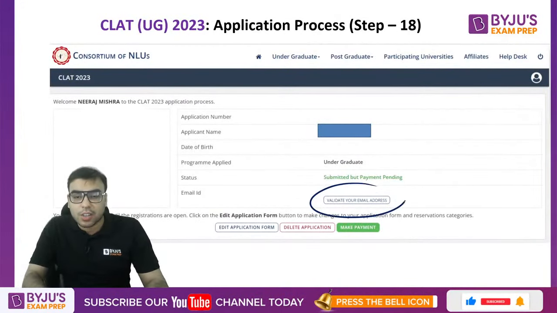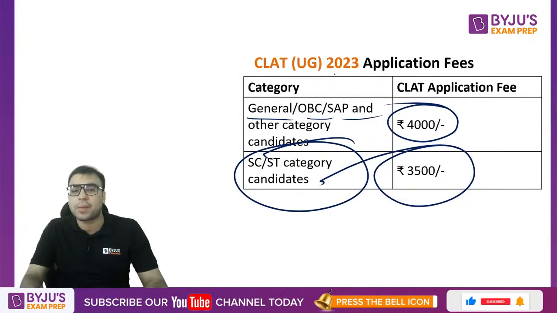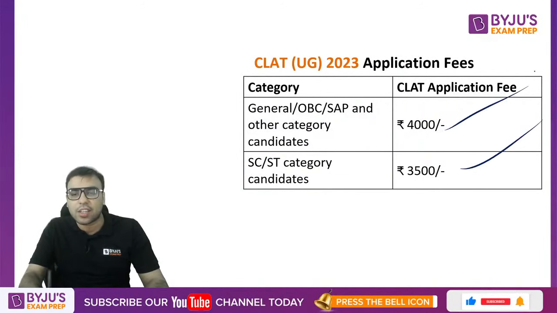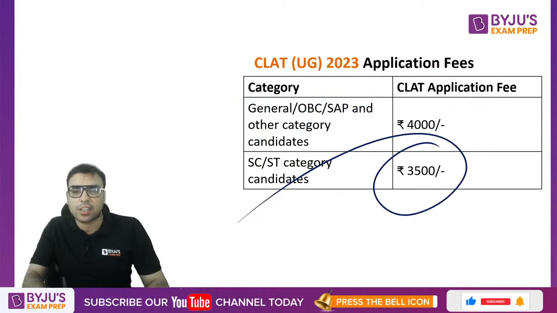Once you are done with this validation or verification of email, now you have to pay. So 4,000 for general category and OBC, and for SC/ST it's 3,500.